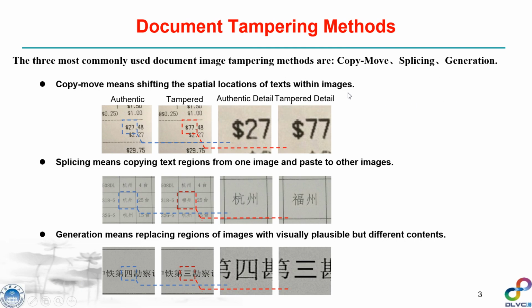Copy-move means shifting the spatial locations of texts within images. Splicing means copying text regions from one image and pasting them into other images. Generation means replacing regions of images with visually plausible but different contents.